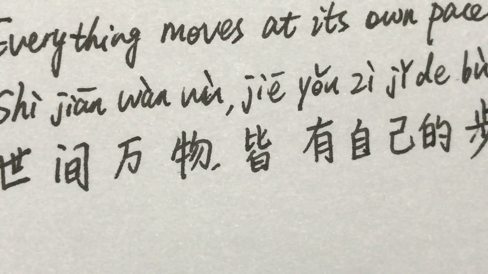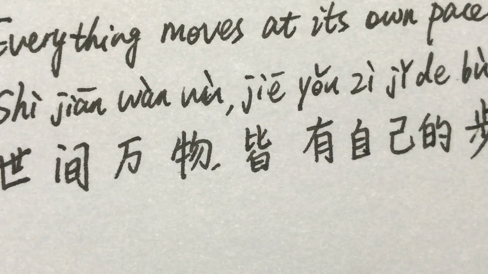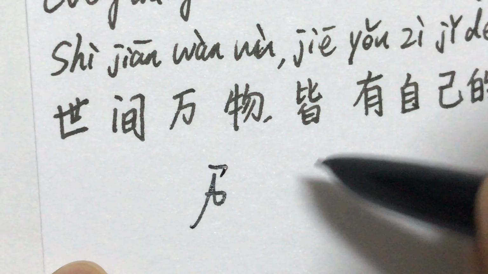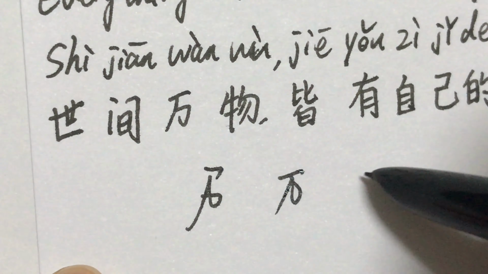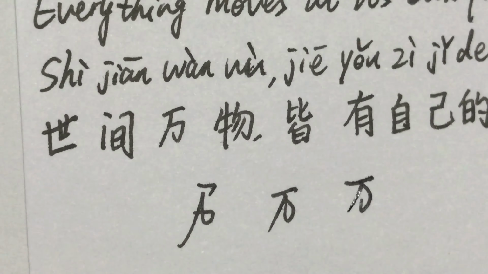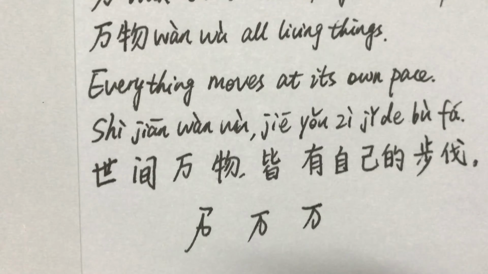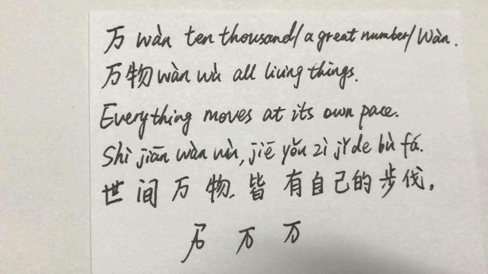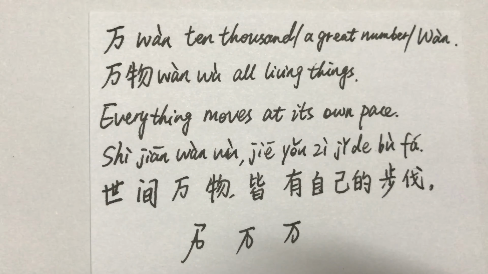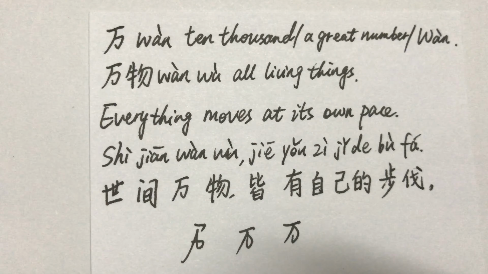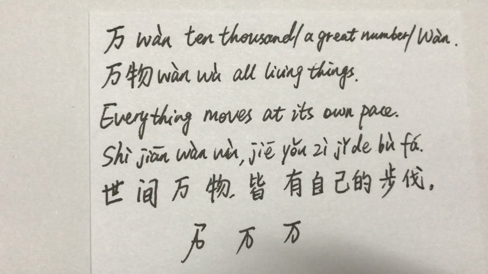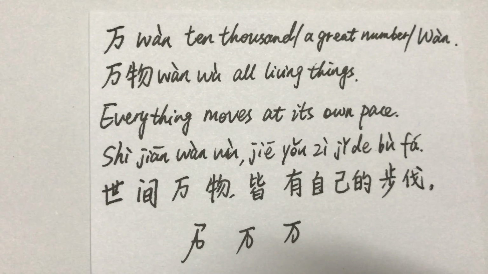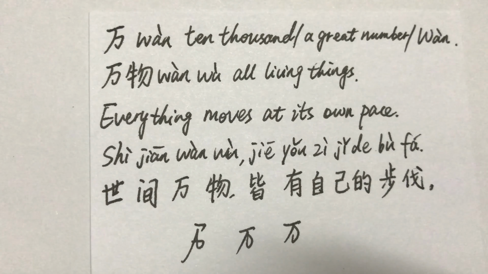One in cursive. One, 10,000, a great number. Chinese surname 1. 万物 all living things. Everything moves at its own pace.